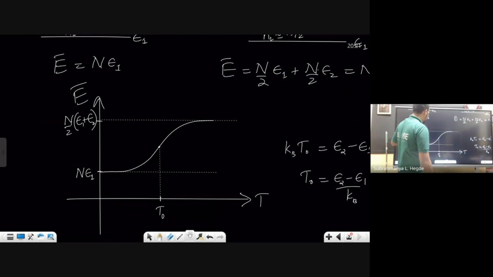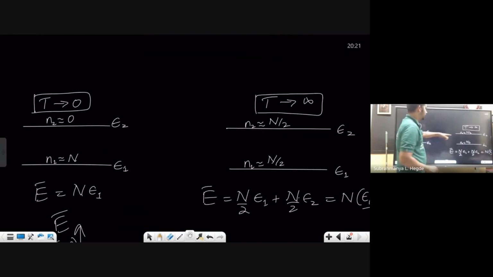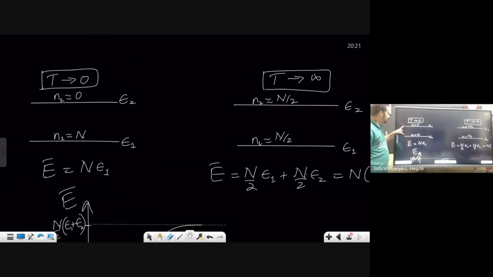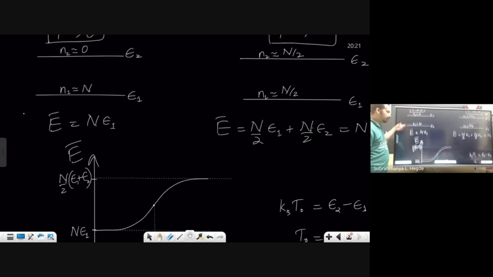So when you go to very high temperature, N by 2 will happen. It's not like your optical phenomena, but it appears so. It appears when your KBT is equal to this energy gap. Now again, wait a second.